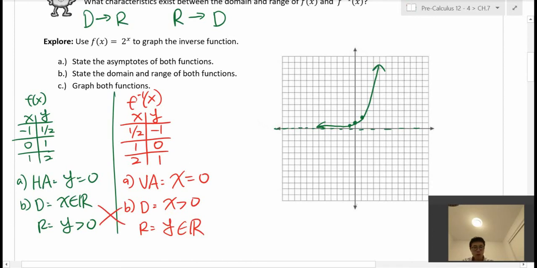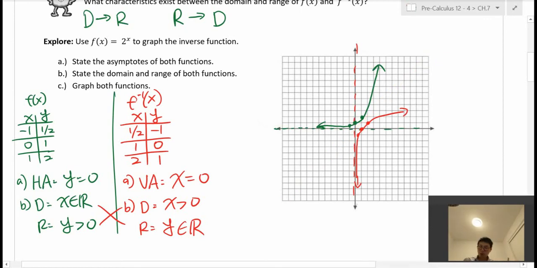Now I'm going to plot the points. 1/2 and -1 is here. 1, 0, and 2, 1 is right here. And then we have the vertical asymptote. So here's the graph. Notice that these two graphs are just a reflection over the line y equals x, because that's what an inverse function does on the graph.